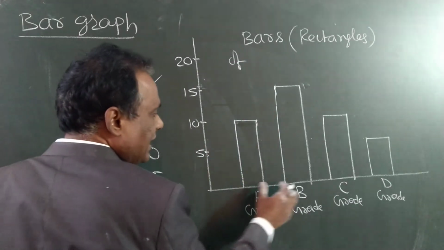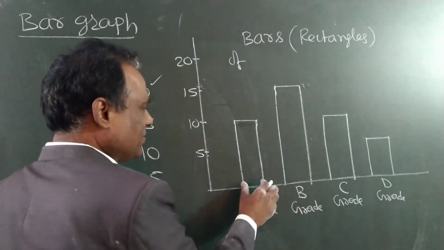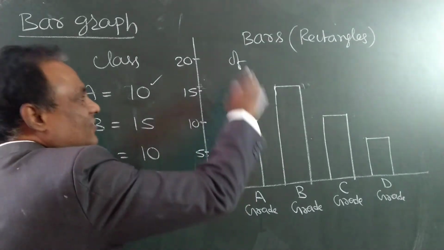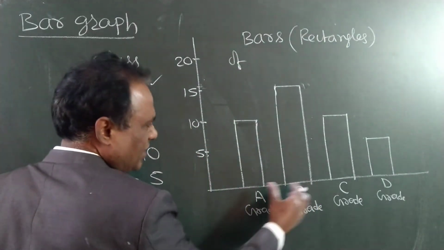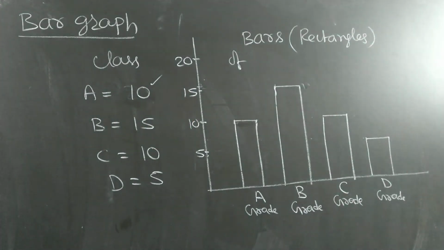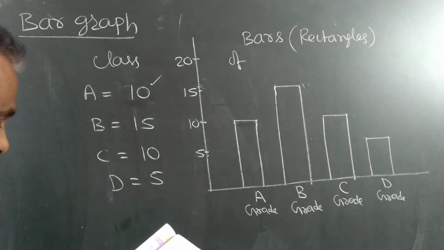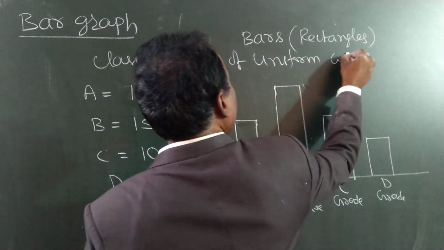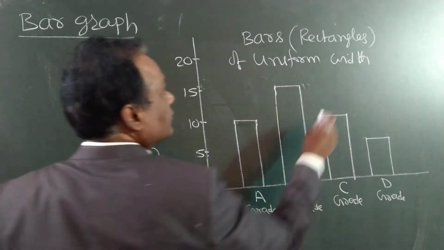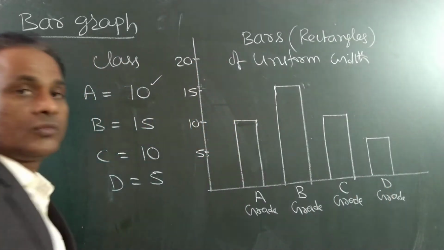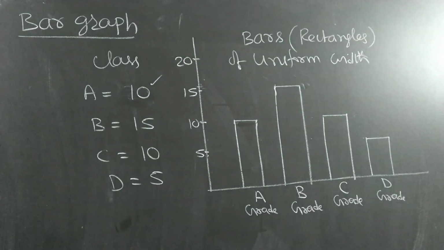We take the same thickness for these bars. It is not that A grade has more thickness and B grade less thickness. The height or length will change according to the data, but the thickness is the same. So a display of information using vertical or horizontal bars of uniform width. Uniform means same width.